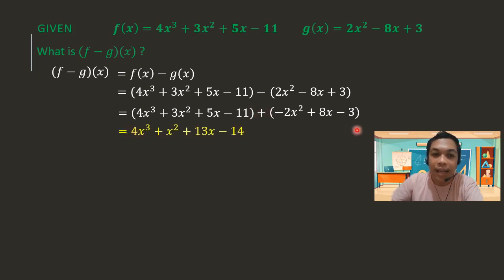Then, by combining like terms, so 4x cubed, wala tayong makikitang like term niya, so retained ulit siya. And then 3x squared, it is like term with negative 2x squared. So 3x squared plus negative 2x squared, that is x squared. Then 5x plus 8x, that is 13x. Then negative 11 plus negative 3, that is negative 14. So, f minus g of x is equal to 4x cubed plus x squared plus 13x minus 14.